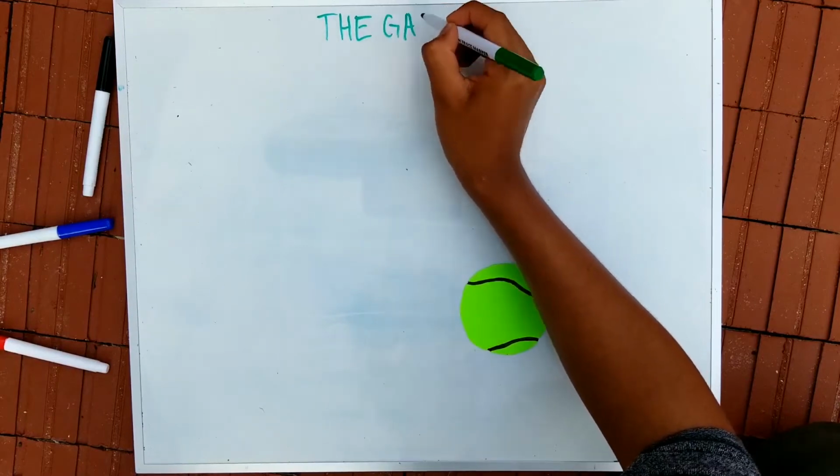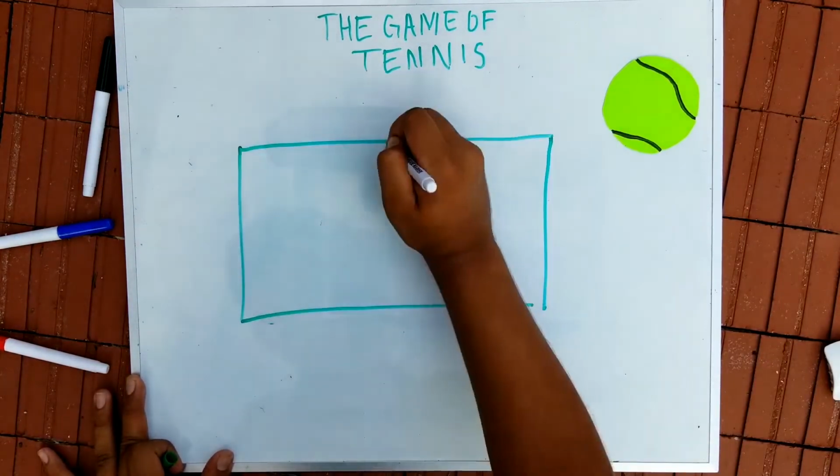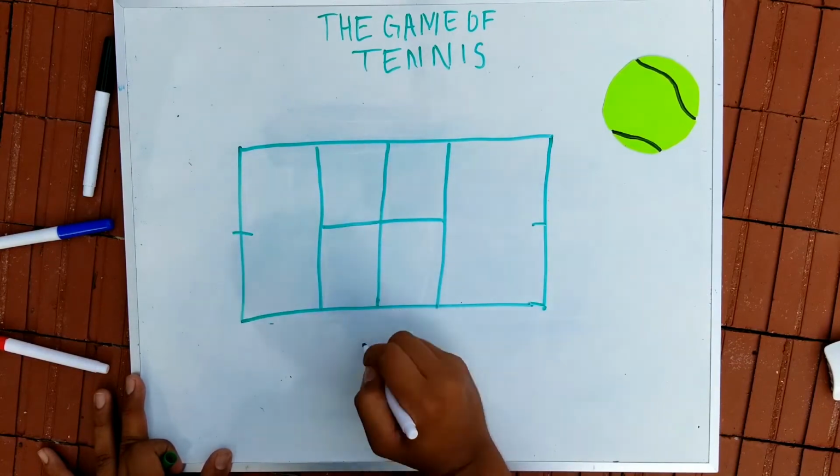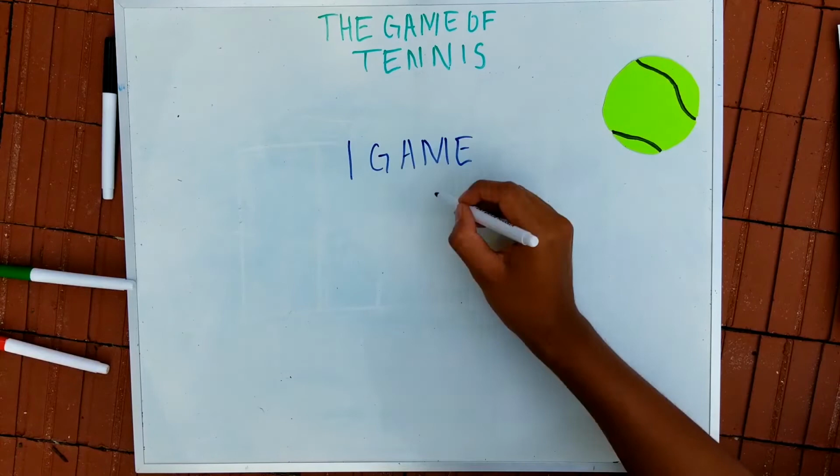Hey guys, this is our math analysis project where we will be determining how to find the probability of winning a game in tennis. So the first thing that I'm going to do is explain to you how the scoring system in tennis works, because we're going to be referring to that a lot.